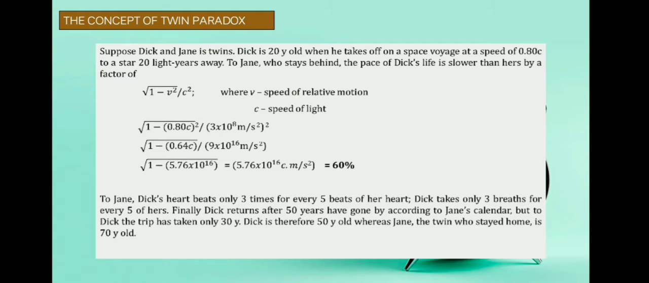Finally, Dick returns after 50 years have gone by according to Jane's calendar here on Earth, but to Dick the trip has only taken 30 years. Dick is therefore 50 years old, whereas Jane, the twin who stayed home, is actually 70 years old.